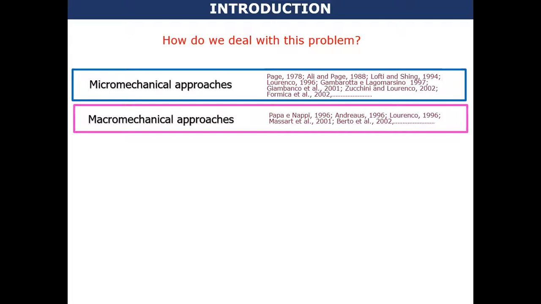A completely different strategy is the second one, the so-called macromechanical approaches. The idea is that the heterogeneous material is modeled just at the macroscopic scale. In a sense, you are not able to see in detail how the microstructure is defined, but at the macroscopic scale, you have closed form constitutive laws that are typically phenomenological constitutive laws derived from experiments.